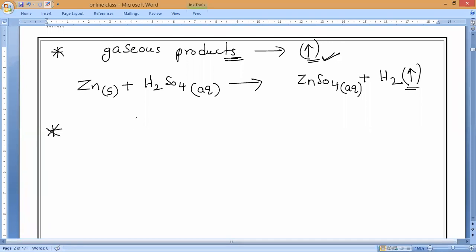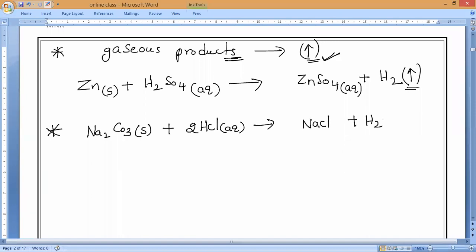Next one. Remember, we can also make one more example. So let me take sodium carbonate. Anybody, the formula of sodium carbonate? Sodium carbonate, Na2CO3, will react with HCl. HCl means what? Hydrochloric acid. Hydrochloric acid, 2HCl, will give you three products: NaCl plus H2O plus CO2.